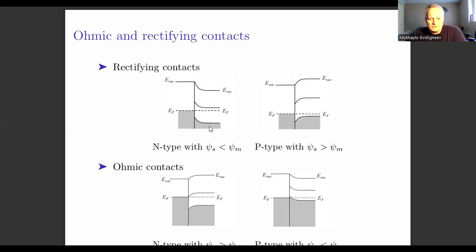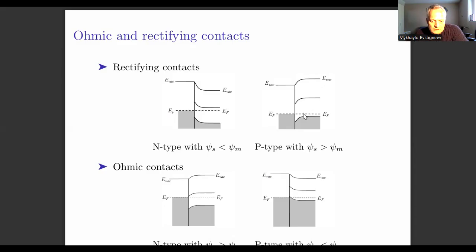If the semiconductor is of N type and the semiconductor work function is lower than the metal work function, then in order to keep the vacuum energy continuous, the semiconductor bands must be bending up. It is N-type. Fermi energy is closer to the conduction band energy. The semiconductor bands must bend up in order to match the vacuum energy in the semiconductor and in the metal at the interface between the 2 materials.